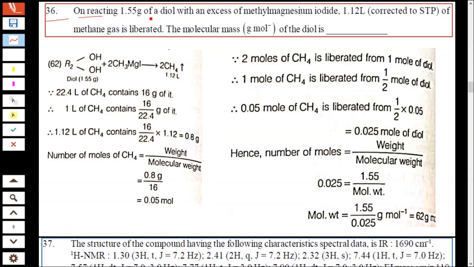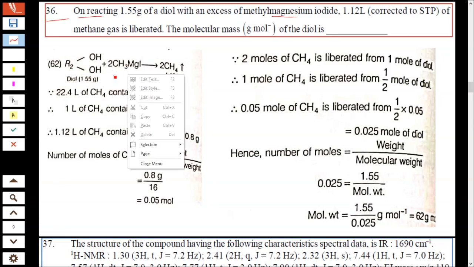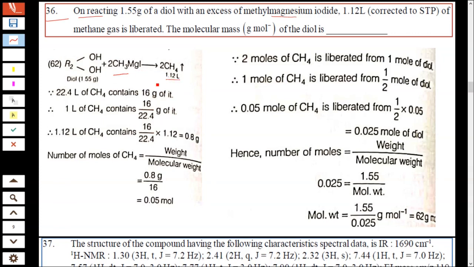On reacting 1.55 gram of a diol with excess methyl magnesium iodide Grignard reagent, 1.12 L of methane gets liberated. Find the molecular mass of the diol. First listen, the diol with two OH groups reacts with 2 moles of methyl magnesium iodide to give methane. 22.4 liter of methane has 16 gram, so 1.12 liter of methane contains 16 divided by 22.4 into 1.12, which is 0.8 gram. Number of moles is weight by molecular weight, 0.8 divided by 16, which is 0.05 mole.